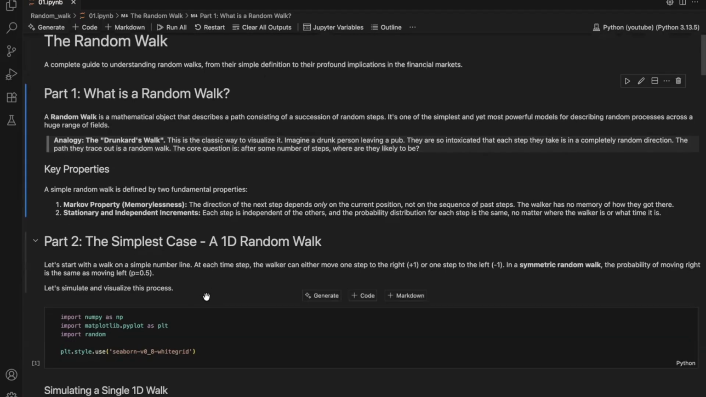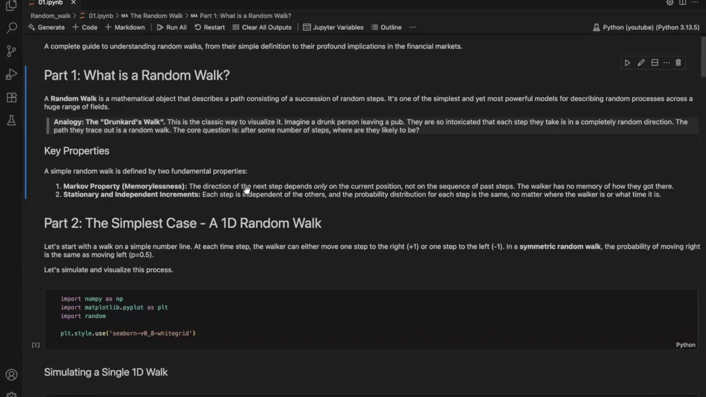So, what exactly is a random walk? It's a mathematical model for a path that consists of a series of random steps. The best way to visualize this is with the classical analogy, the drunkard's walk. Imagine a person who is so intoxicated that every step they take is in a completely random direction. The path they trace out is a random walk. The core question we want to answer is, after 100 or 1000 steps, where are they likely to be?